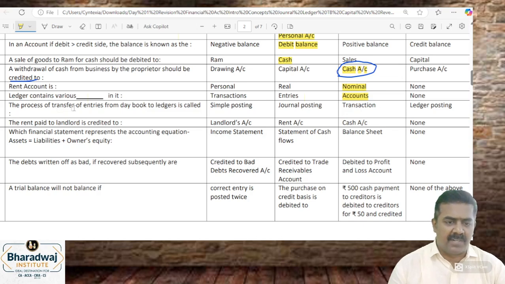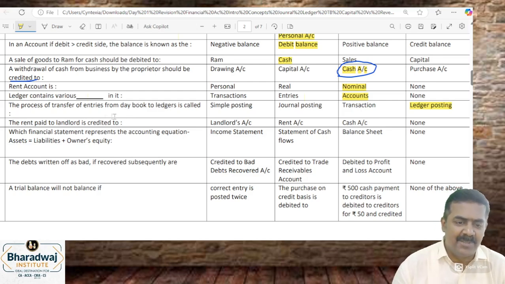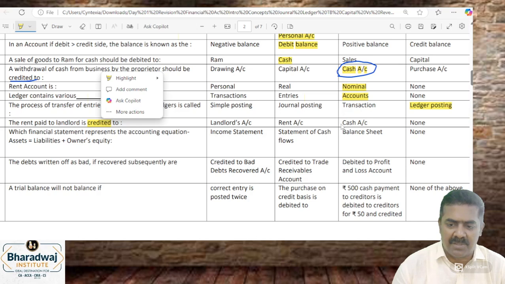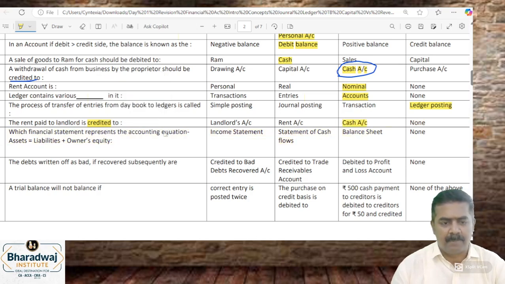The process of transferring entries from day book to ledgers, we call it as which one? Ledger posting. Rent paid to landlord. What is the journal entry? Rent account debit to cash account. Cash account should be credited to which account? Cash account.